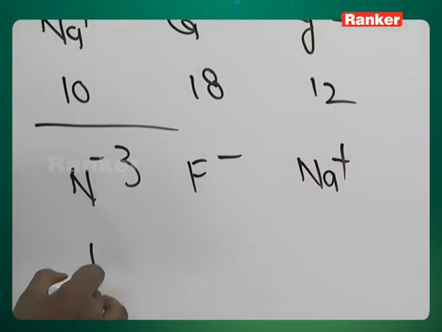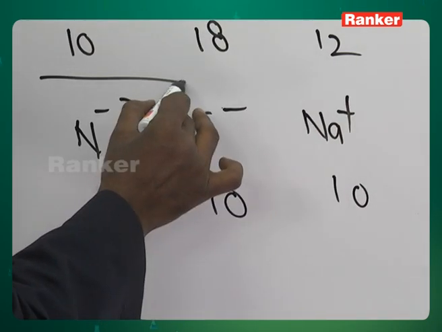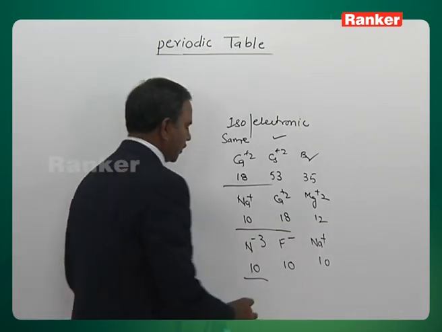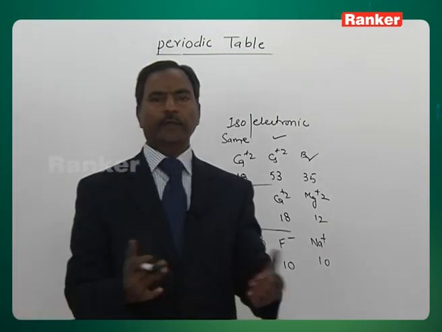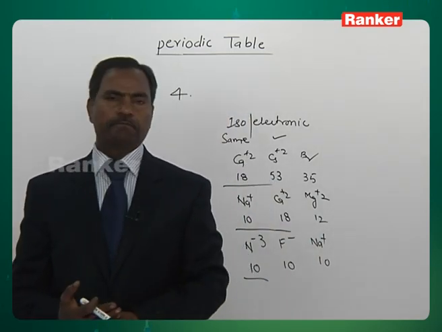N minus 3 means 10 electrons. This is also 10 electrons. This is also 10 electrons. Next, see this particular one, all three are carrying the same number of electrons. On the same number of electrons, their configuration will be the same.